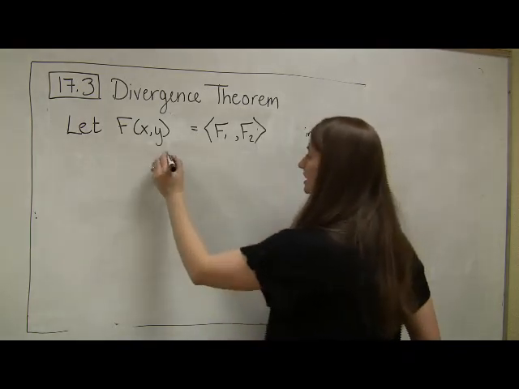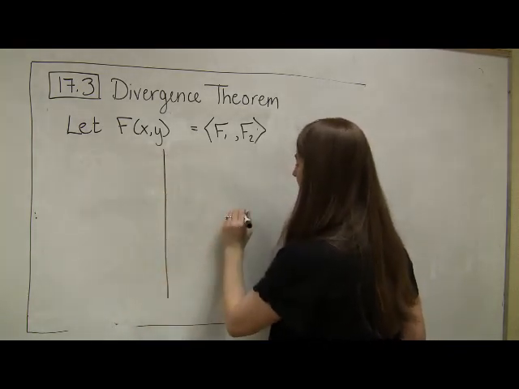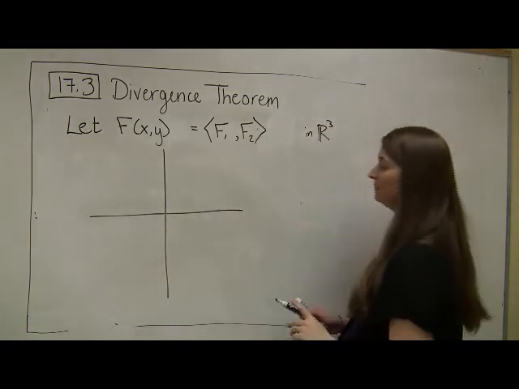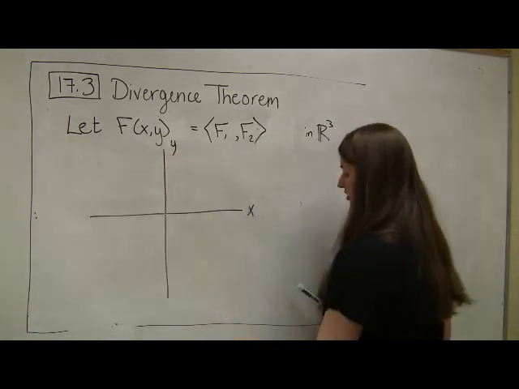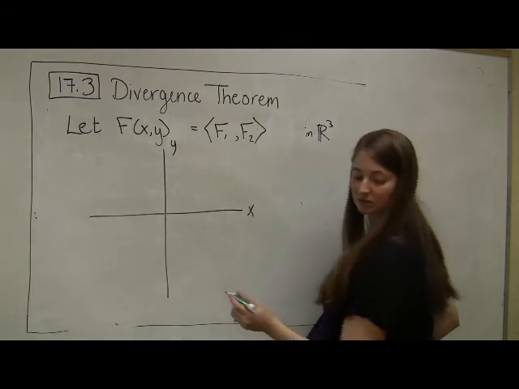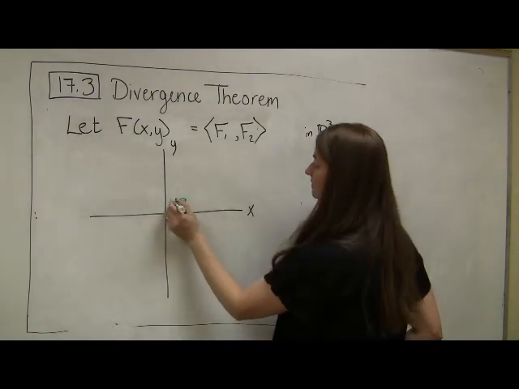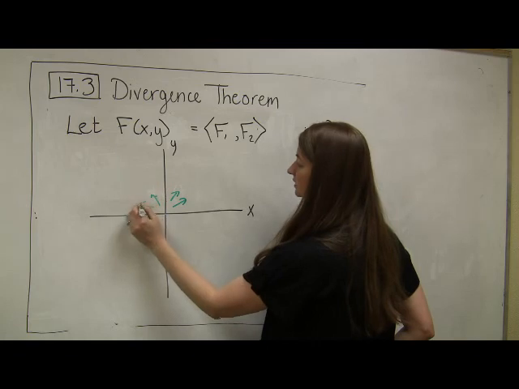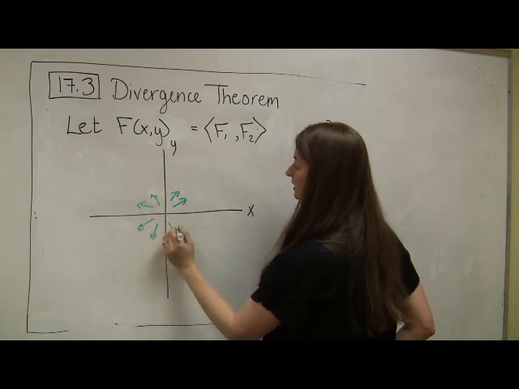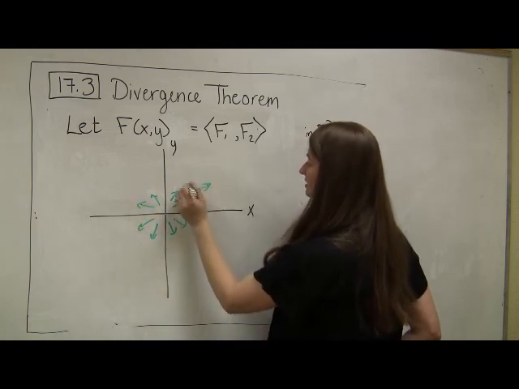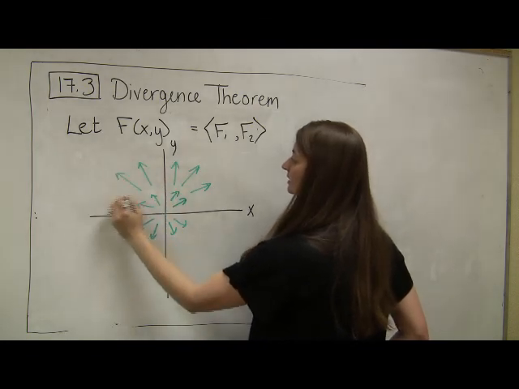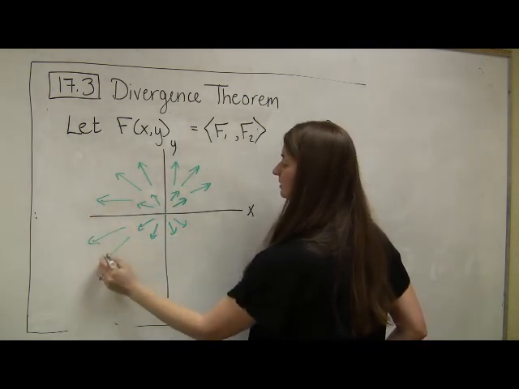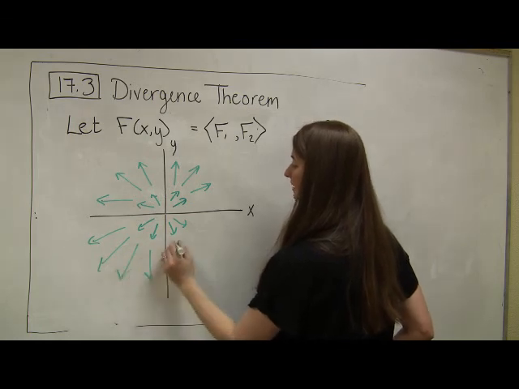So let's say that we have, I'm going to illustrate it as a two-dimensional vector field, but the same thing is true for a three-dimensional vector field. It's just really hard to draw. I don't like drawing three-dimensional vector fields, so I'm not going to draw one. Let's say that our vector field is something like xy. All these outward pointing vectors.